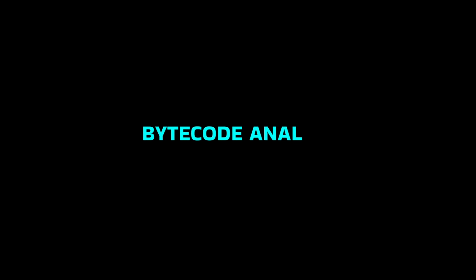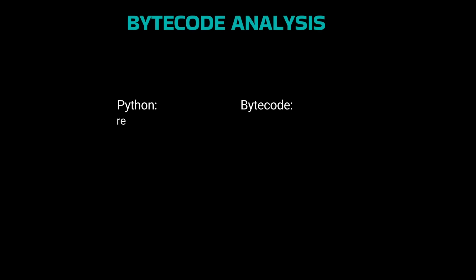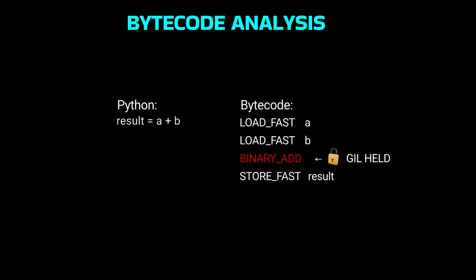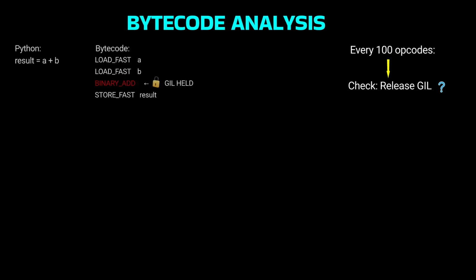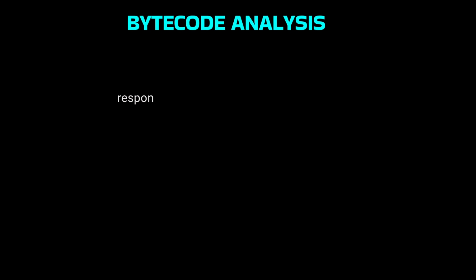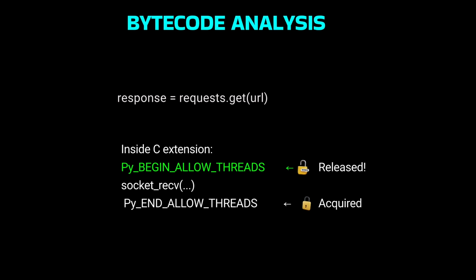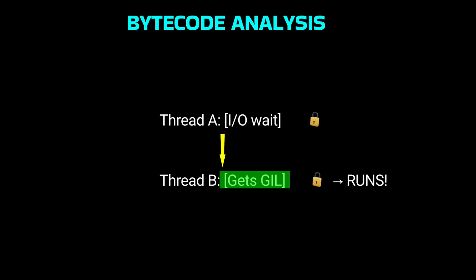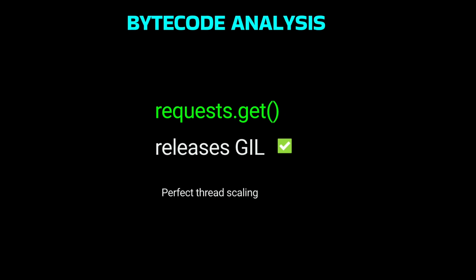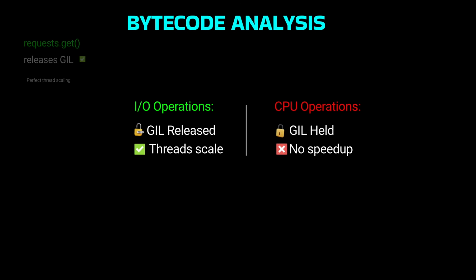The GIL operates at the bytecode instruction level. When thread A holds the GIL and executes bytecode operations like BINARY_ADD, the interpreter checks every 100 opcodes. During I/O operations, the GIL is explicitly released via PyEval_SaveThread, allowing thread B to acquire it. This is why requests.get shows perfect thread scaling. The C extension releases the GIL during socket I/O system calls. That's the key. I/O releases the GIL, computation doesn't.